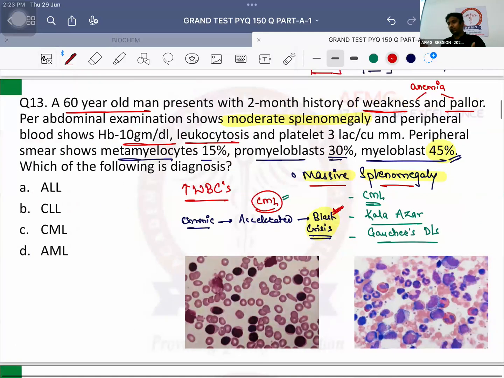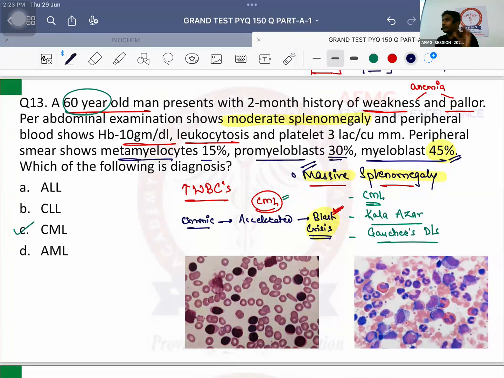Which of the following is the diagnosis? What is your answer now? Right? Because definitely the age group. CML is more common in adults patient between 50 to 60 years of age group. Along with that, the most important symptom is massive splenomegaly in the patient, anemia, thrombocytopenia. ये सब में होता है.